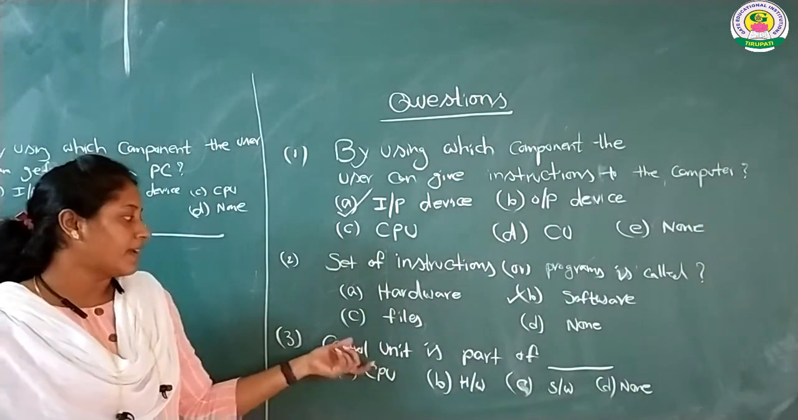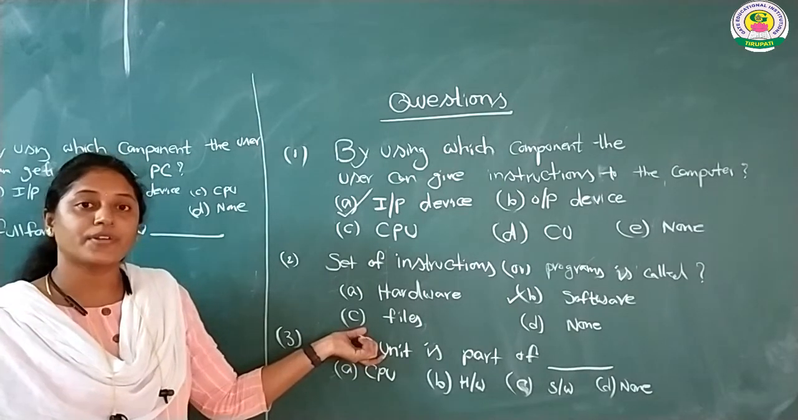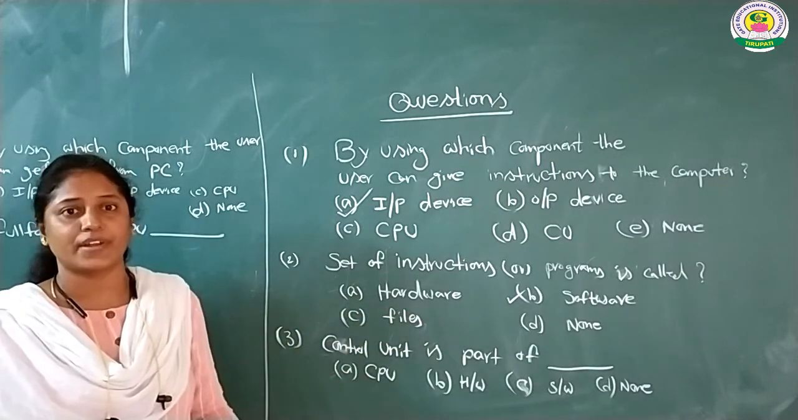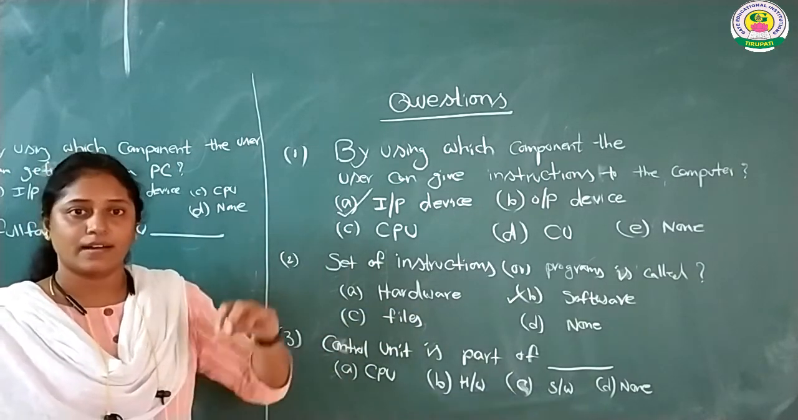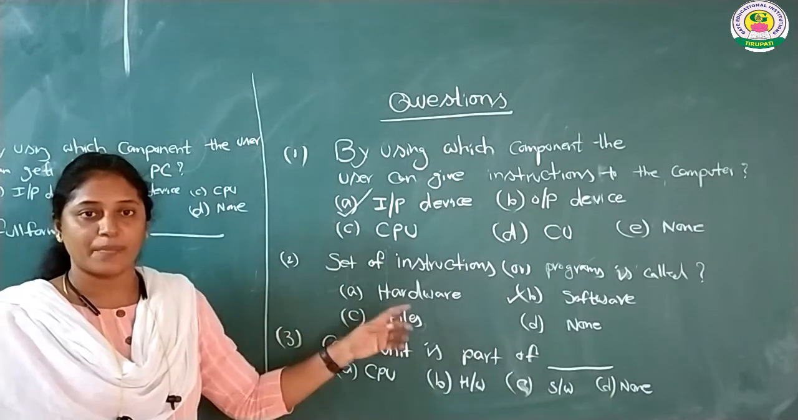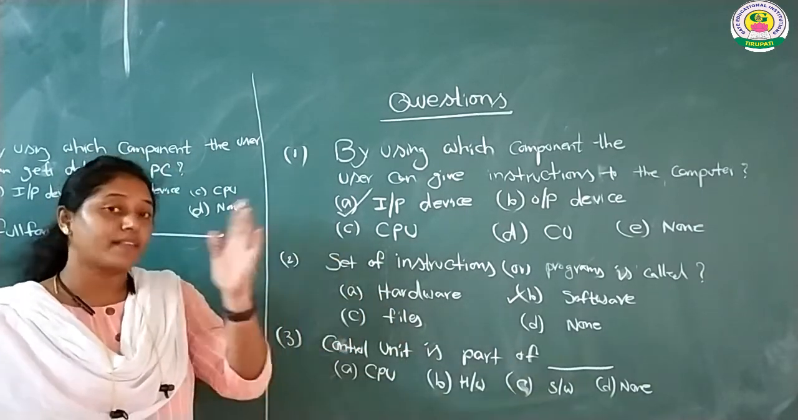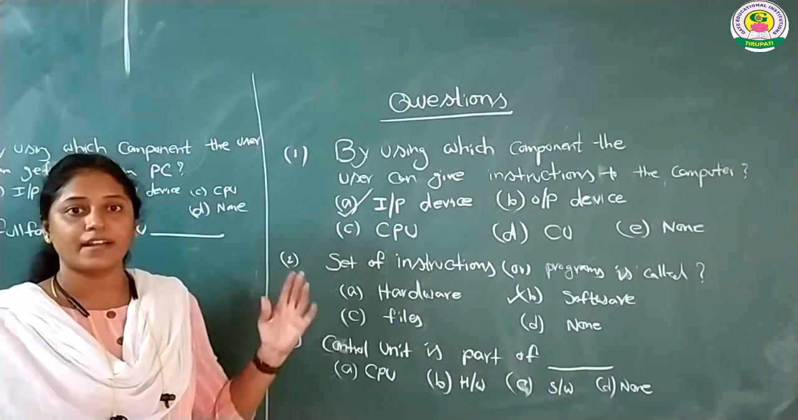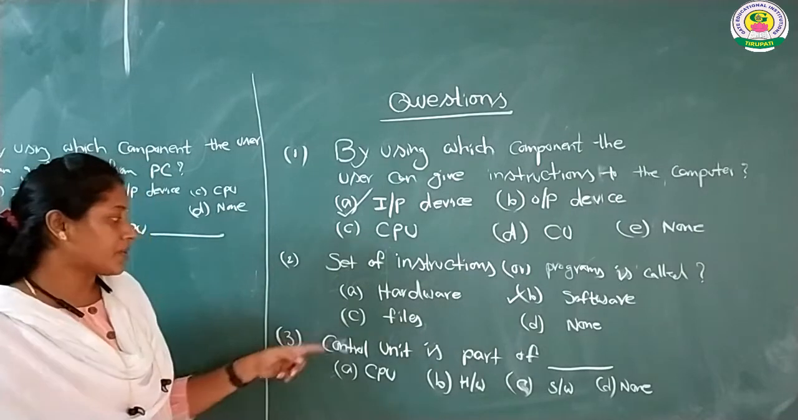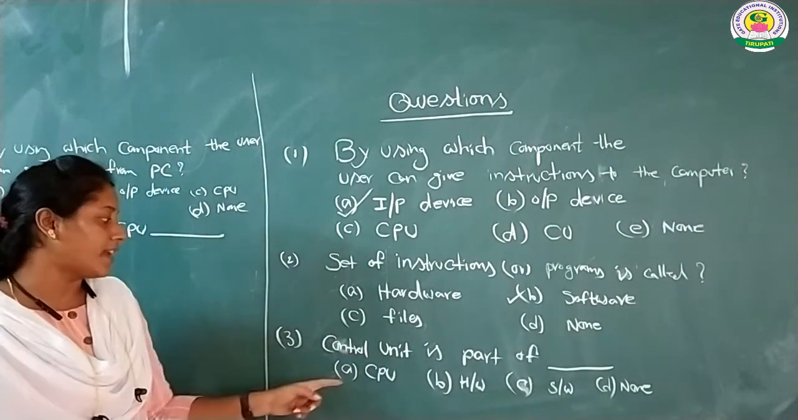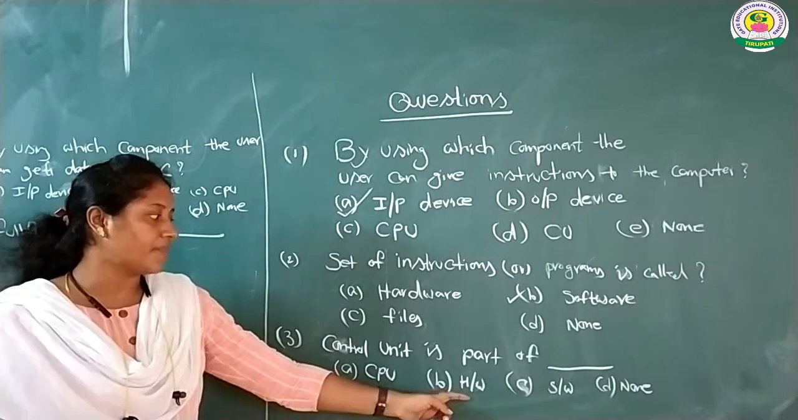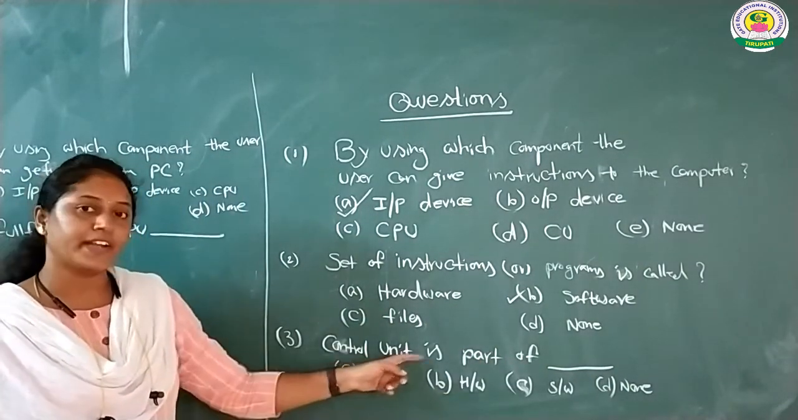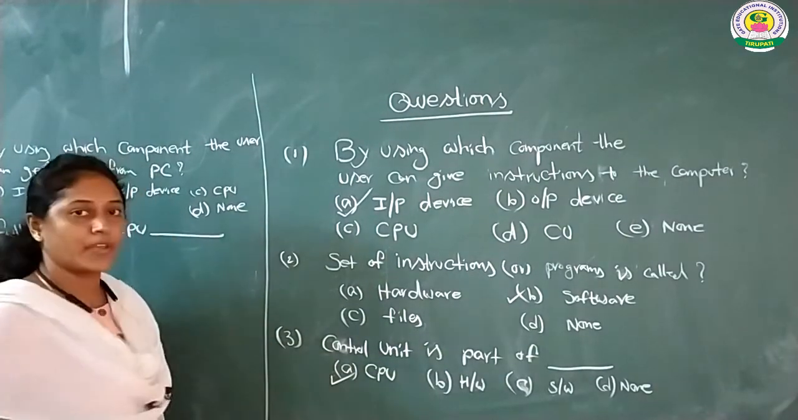Control unit. As we discussed, a computer system is connected with different components. One is the input unit and the other is the output unit, and we have a main component that is nothing but the cabinet, which is also called the CPU. That CPU is again partitioned into three units. What are these? Control unit, memory unit, and arithmetic and logical unit, right? So here we have different options: CPU, hardware, software and none of the above. So what is the right answer? Control unit is part of the CPU.